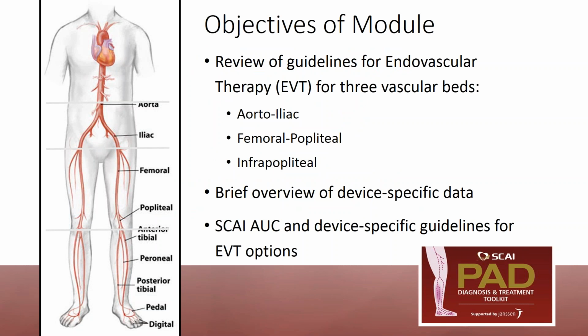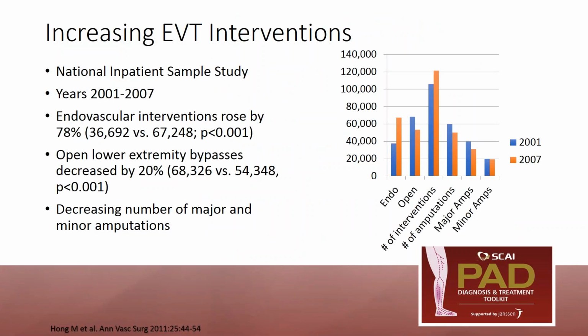Today we're going to talk a little bit about peripheral arterial disease, and we'll review the guidelines for endovascular therapy for the main three vascular beds: aortoiliac, femoropopliteal, and infrapopliteal. Give you a brief overview of device-specific data, as well as go over the SCAI appropriate use criteria and device-specific guidelines for endovascular therapy of these vascular beds.